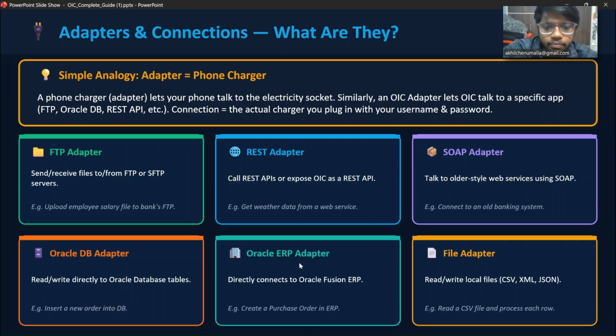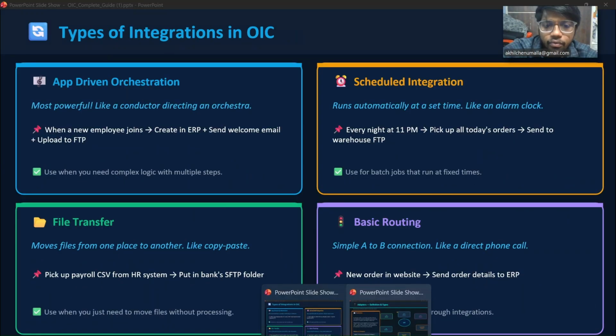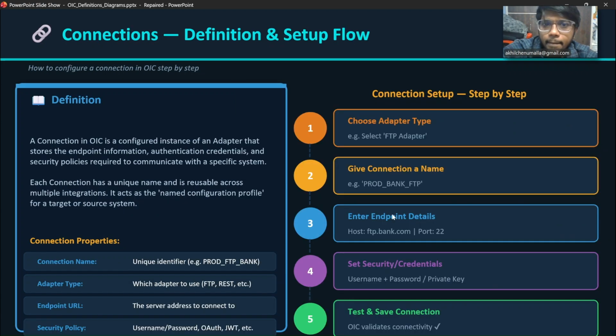Next, we have the type of integration: connections. As I said, a connection in OIC is a configured instance of an adapter that stores the endpoint information, authentication credentials, and security policies required to communicate with a specific system. Each connection has a unique name and is usable across multiple integrations. It acts as a named config profile for the target system: unique identifier, adapter type, endpoint URL, security policy.